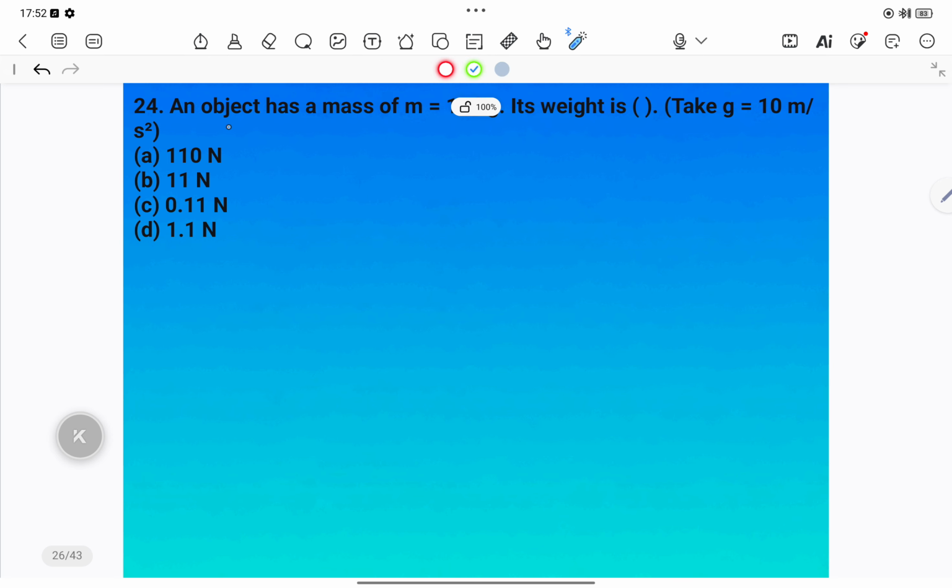Question number 24. An object has a mass of 11 kg and g is given as 10 meter per second squared. We know that the weight of an object is equal to mass times acceleration. Mass is given as 11 and g is given as 10. So it will become 110 Newton. So according to this, option A is correct.